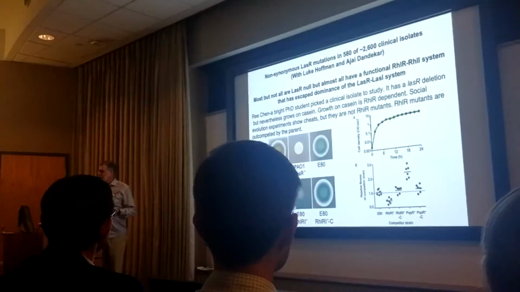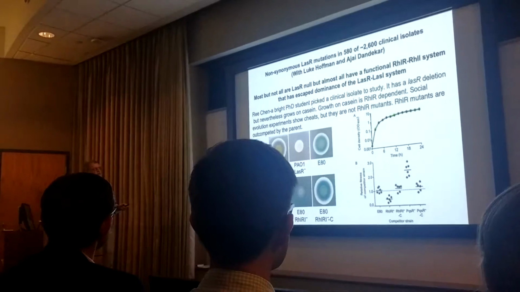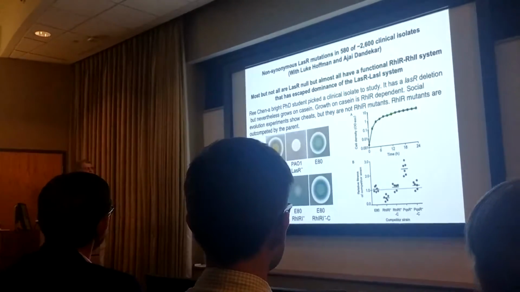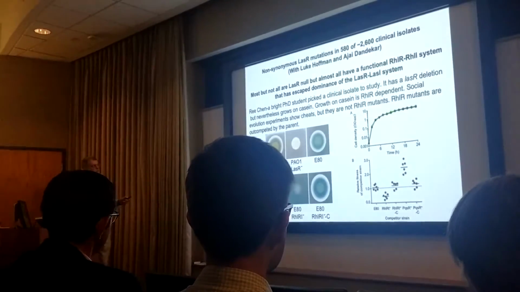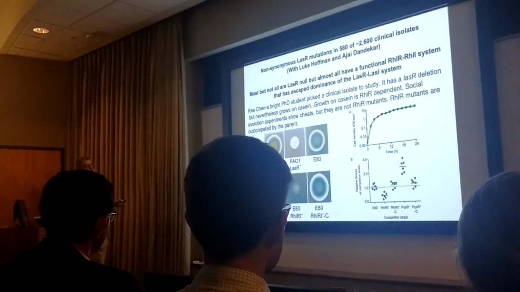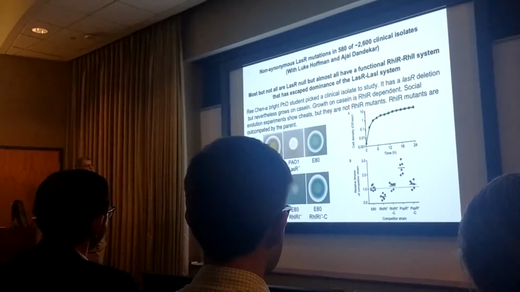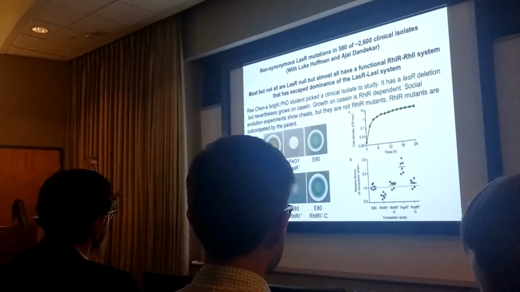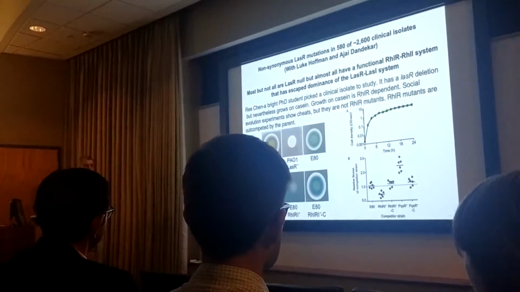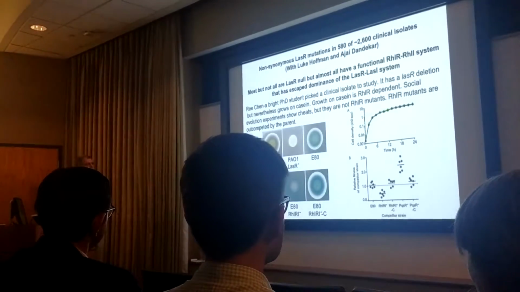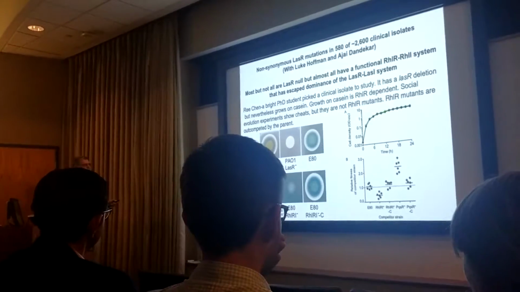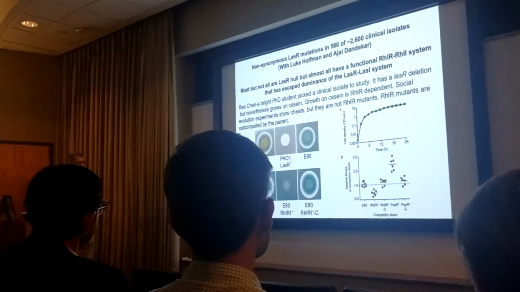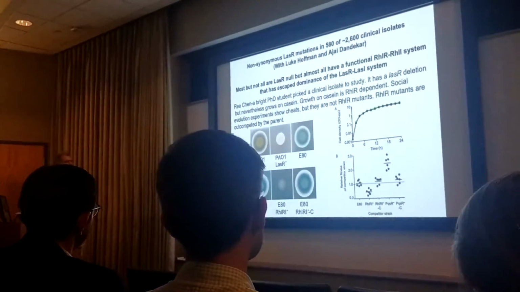But the big surprise when we looked closely was they all had a functional REL-R and REL-I system. Not all of them, most of them had a REL-R and REL-I system that escaped dominance of the LASR-I system. And Bree Chen in the lab decided to study one of these that was easy to manipulate genetically. And it had a LASR deletion, but it was capable of growth on casein. And these images just show this.